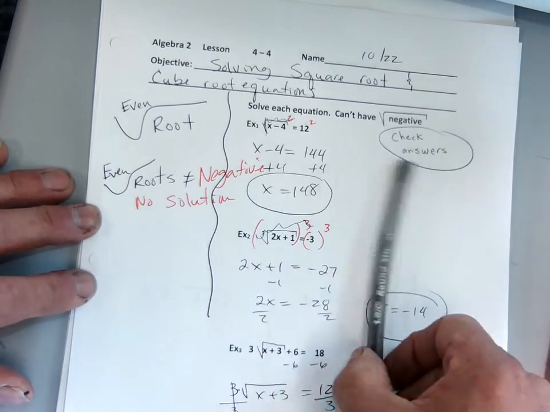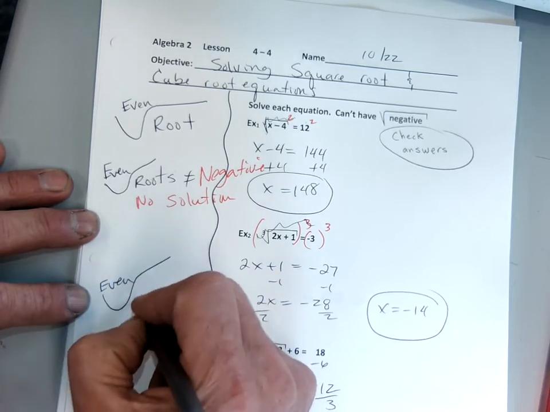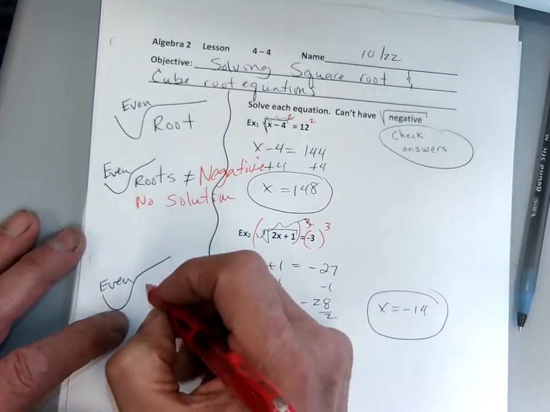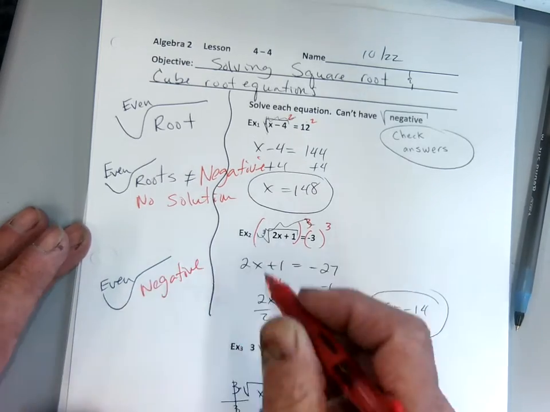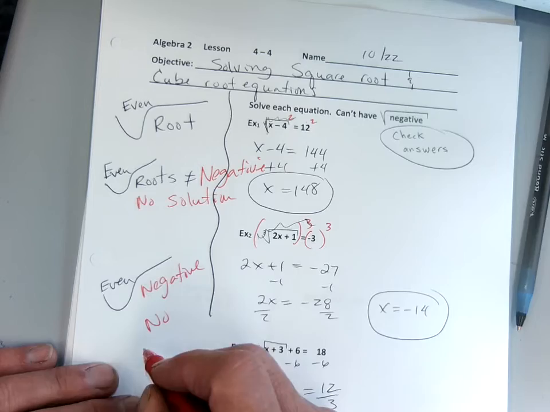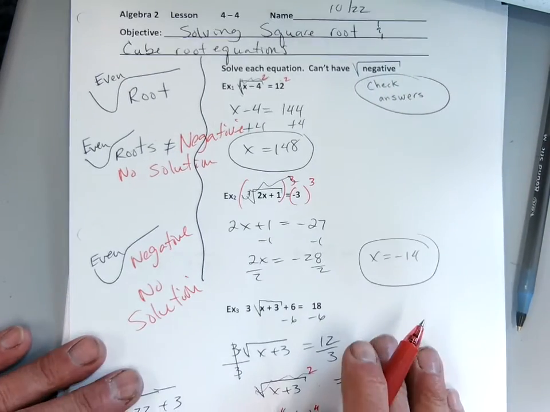And the other is this. You can't take the root of a negative number. No solution. So let me show you this before we move on so we can make this easier.